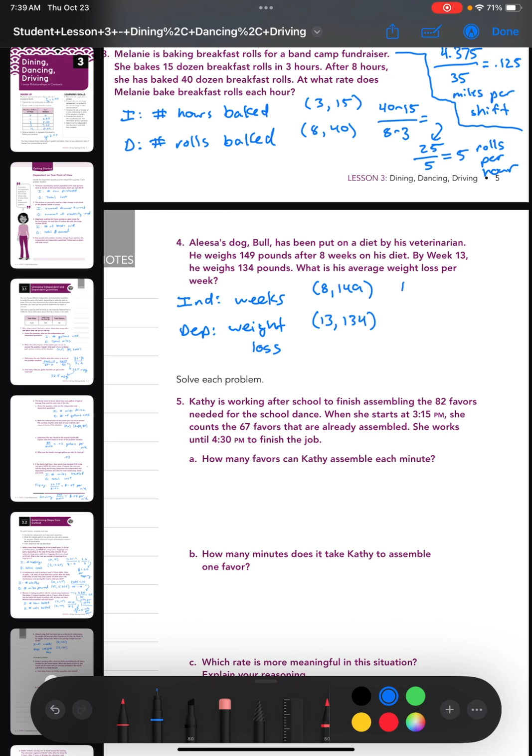So plugging that in, y2 minus y1 over x2 minus x1. And if we subtract there, we're going to get negative 15 over 5, which gives us negative 3. Now, a negative number in this situation makes sense in the context because he's losing weight. So the dog is losing 3 pounds per week.